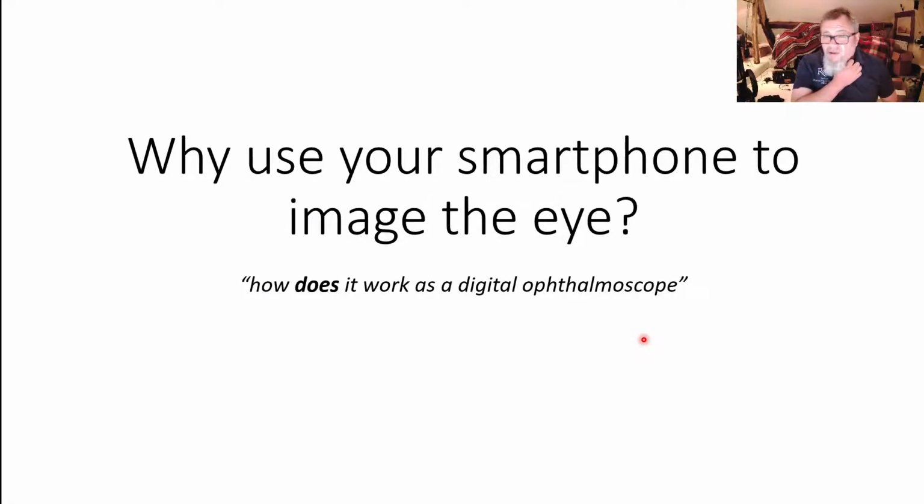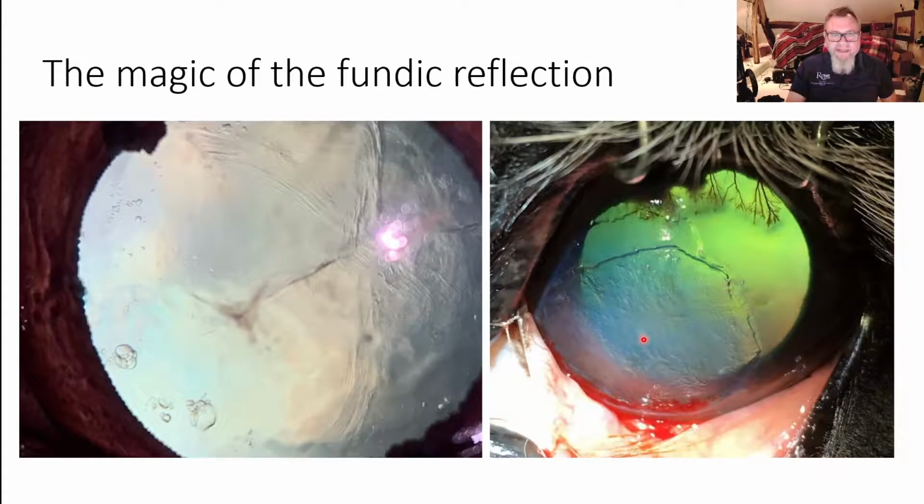So why do you want to use the smartphone to image the eye? And how exactly does it work as a digital ophthalmoscope? That's what we're going to explore next.